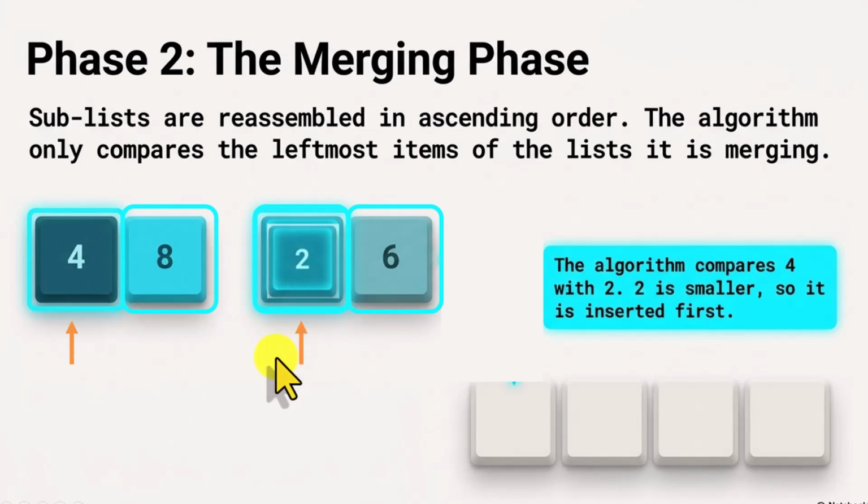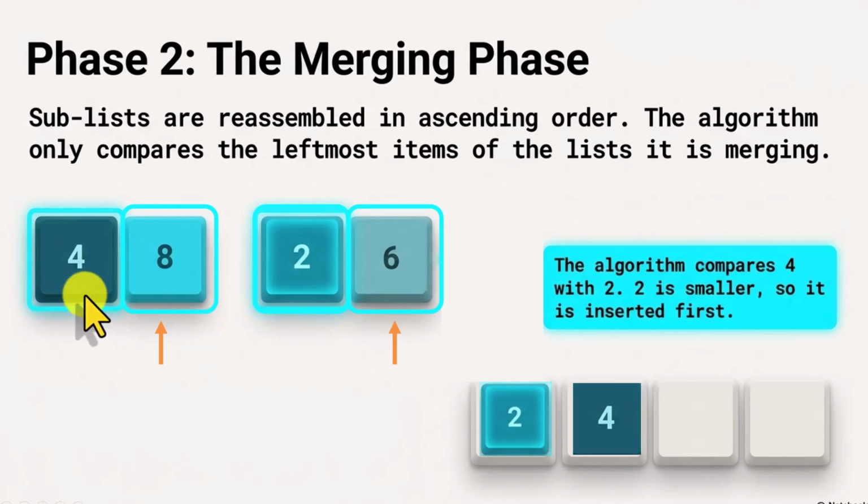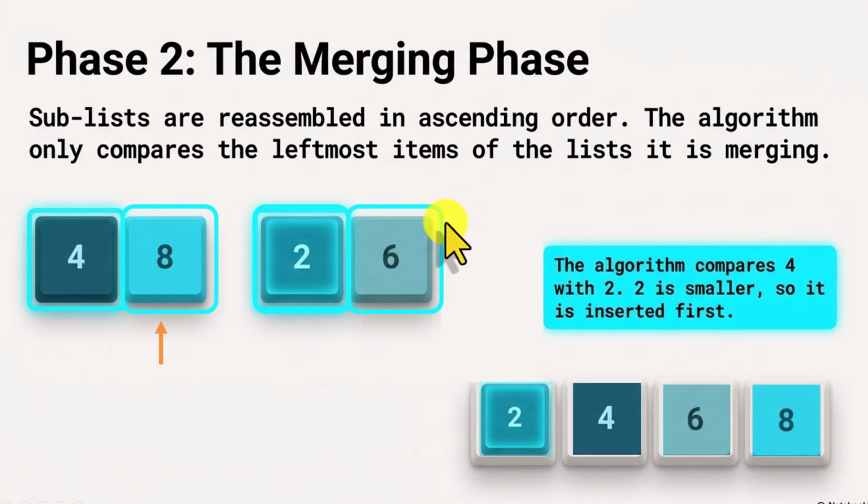So 4 and 2, 2 is smaller. So 2 will be stored here, and because 2 is stored, we will go to the next element. Now 4 and 6 will be compared, and between them 4 is smaller, so 4 will be placed in the next position, and because this is also done, we'll go to the next one. 6 and 8, so 6 is smaller, and after that we'll come to 8, and we have finished that. So that is how merging happens every time when we are merging elements.